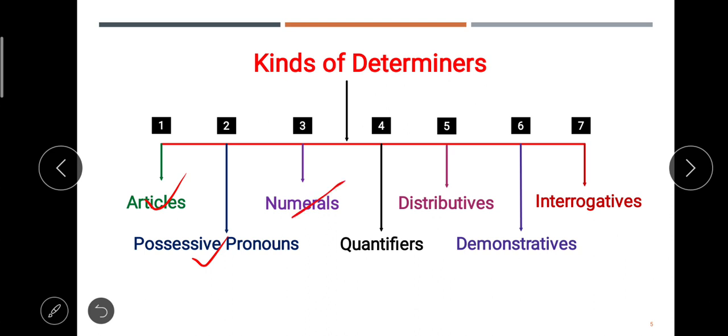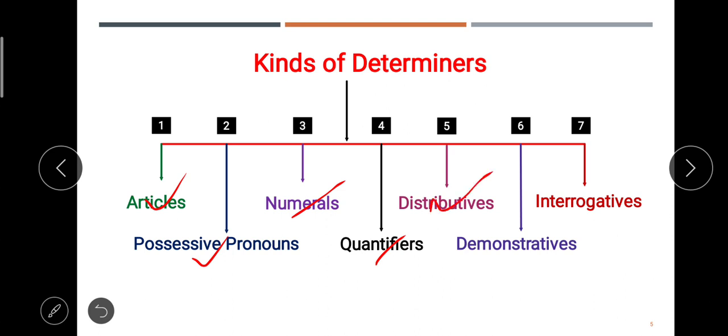My, our, your, his, her, their, its, all of that. Numerals like cardinals and ordinals. Then quantifiers, which tell us about quantity, like some, any, little. All these come under quantifiers. Even the quantifiers which are used with count nouns, like few, many, some, are also part of quantifiers.